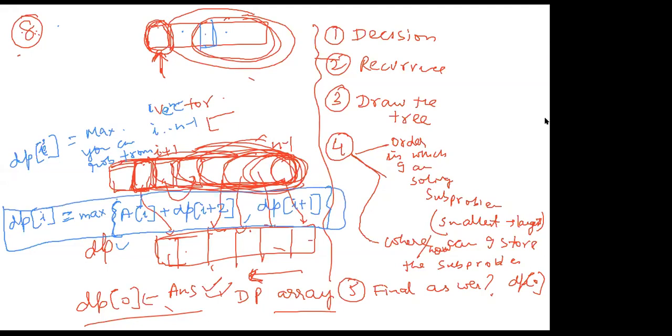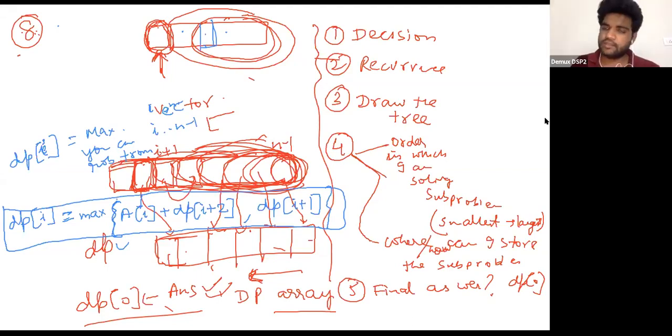So why do we need the DP? We are only using the two previous elements, so we can just use two variables. Yes, we will come to that also, which is the state space optimization basically.